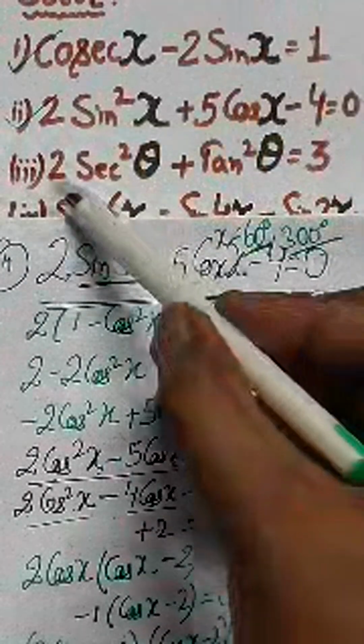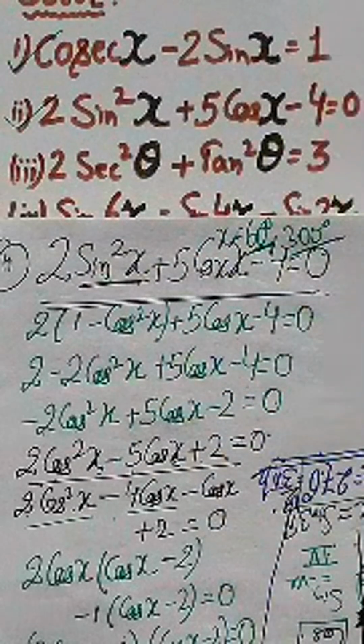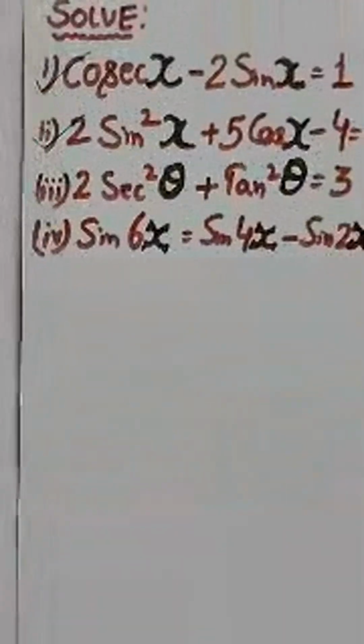Now this is the third question: 2 sec square theta plus tan square theta equal to 3. Okay, let me change the page.